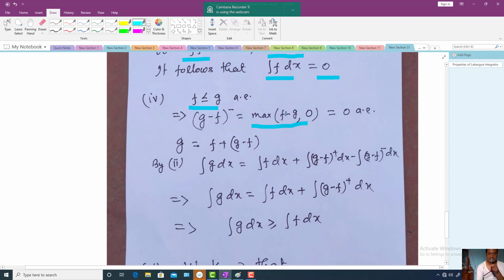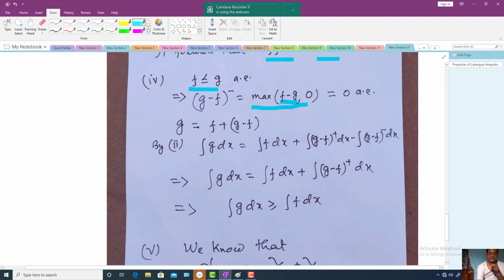All right, so if g is greater than f almost everywhere, then maximum of f minus g, 0 is equal to 0 almost everywhere, because if g is greater than or equal to f almost everywhere, then f minus g is less than or equal to 0 almost everywhere. If this function is less than or equal to 0 almost everywhere, then the maximum function is equal to 0 almost everywhere. So by result 3, if g minus f negative part is equal to 0 almost everywhere, then its integration is equal to 0.